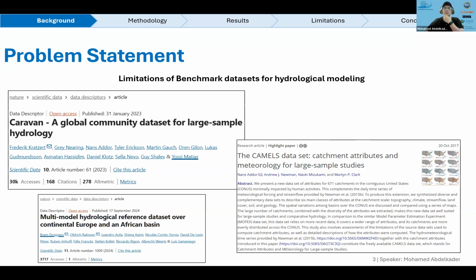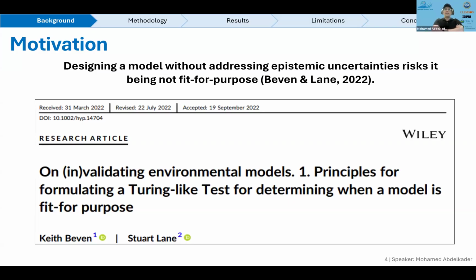We are all familiar with CAMELS and CARAVAN, which come in daily or sub-daily temporal resolution, but we don't really have datasets or benchmarks with minute scale forcing data. Based on well-known research by Keith Beven and Stuart Lane, they propose that while developing models, we need to do it for a purpose, and we need to fit those models for that specific purpose. So if we really want to forecast flash floods on the minute scale, we need the forcing data at the minute scale rather than rainfall coming on the hourly scale.